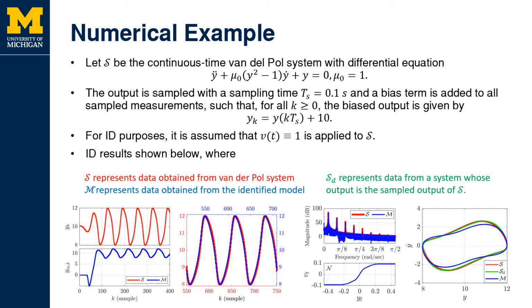A numerical example is now shown, where the nonlinear estimation algorithm was used to obtain a DTTDL CPL model that captured the dynamics of a van der Pol system whose measured output had an added bias.